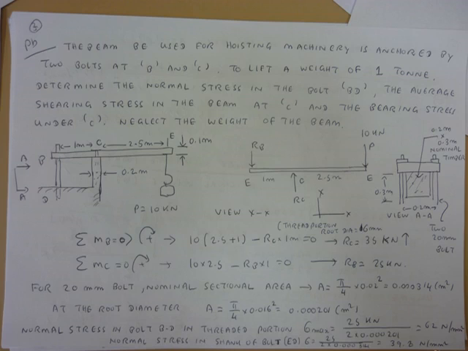Also, the normal stress in the shank of the bolt can be calculated. The force is 25 kilonewton, and the area is the bolt's area. There are 2 bolts, so 25 divided by 2 multiplied by 0.000314 gives 39.8 newton per millimeter square.